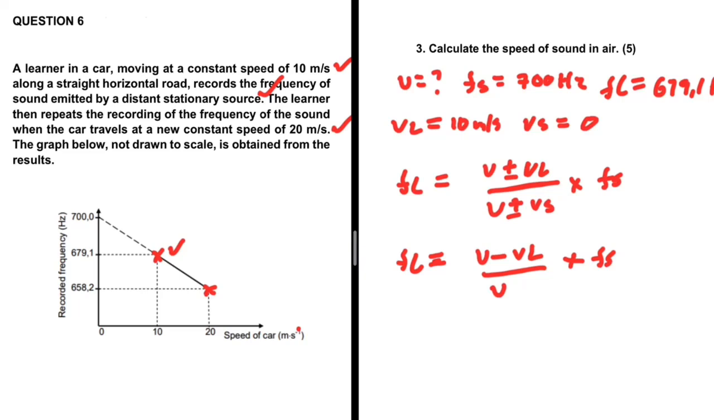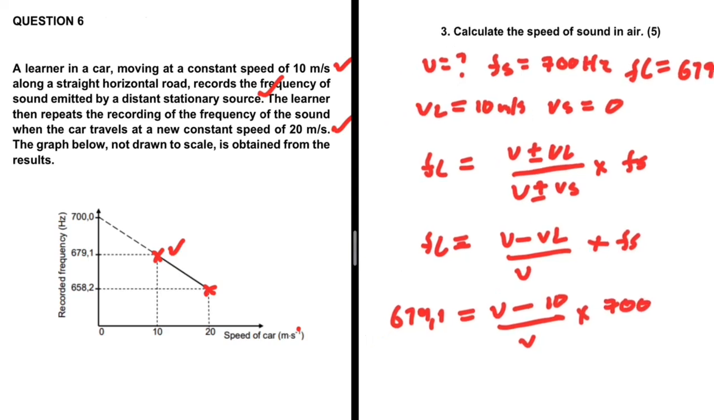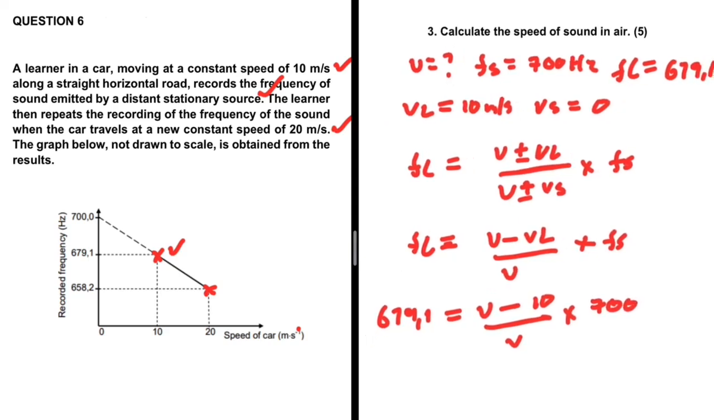FL, the frequency observed, we have 679.1 being equal to the speed of sound in air, so that is V minus the velocity of the listener, 10 meters per second, everything divided by V, multiplied by the frequency emitted. So there we go. We have solved the physics question.